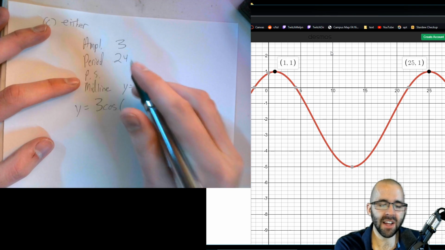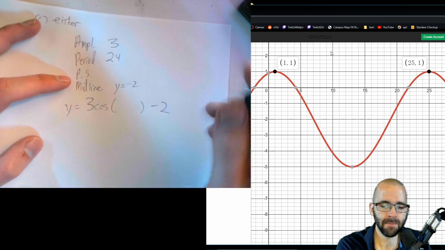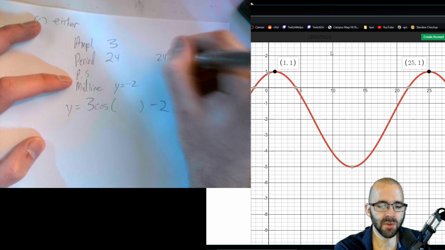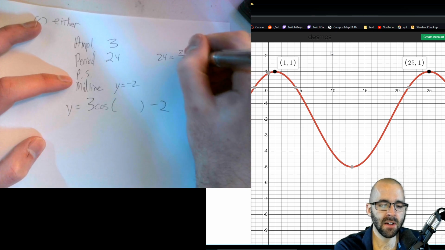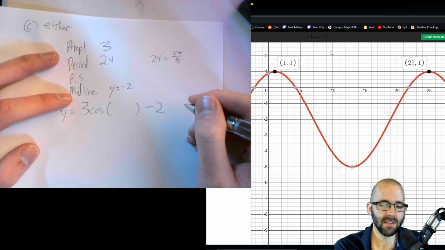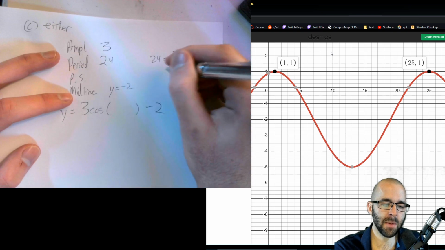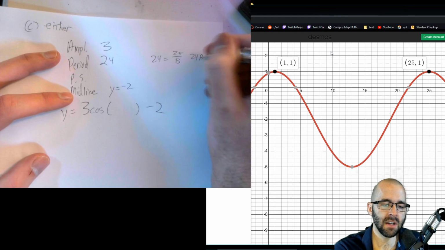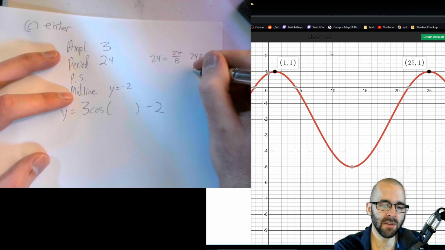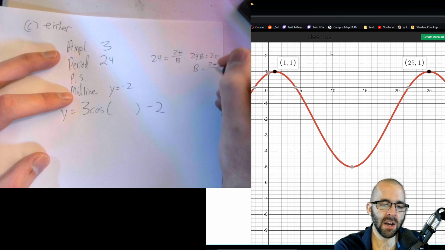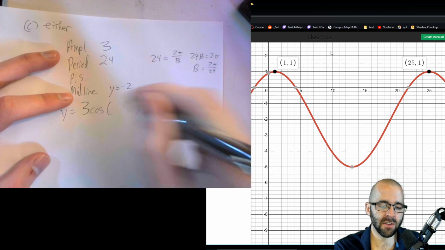So we need to use that to find out what b is. So period, which is 24, is equal to 2 pi divided by b. Multiply both sides by b, you're going to get 24b equals 2 pi. Divide by 24, you're going to get b is 2 pi over 24, which simplifies to pi over 12.